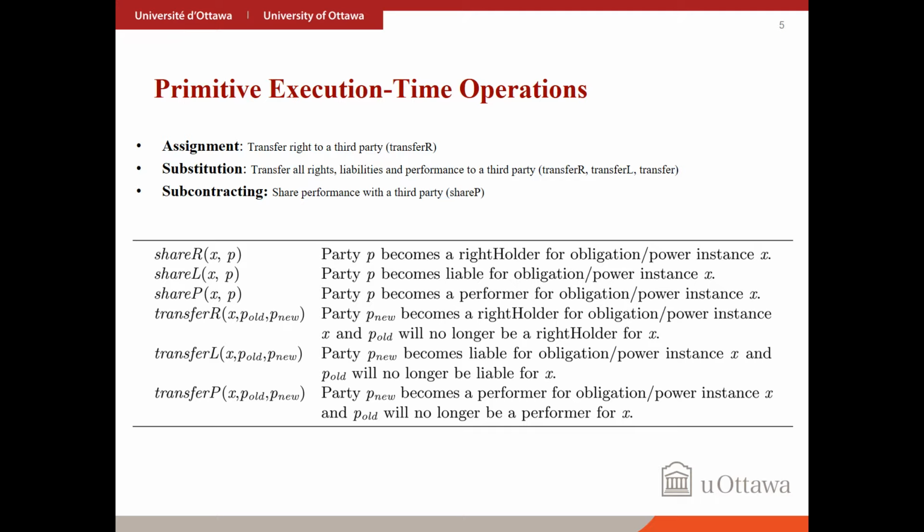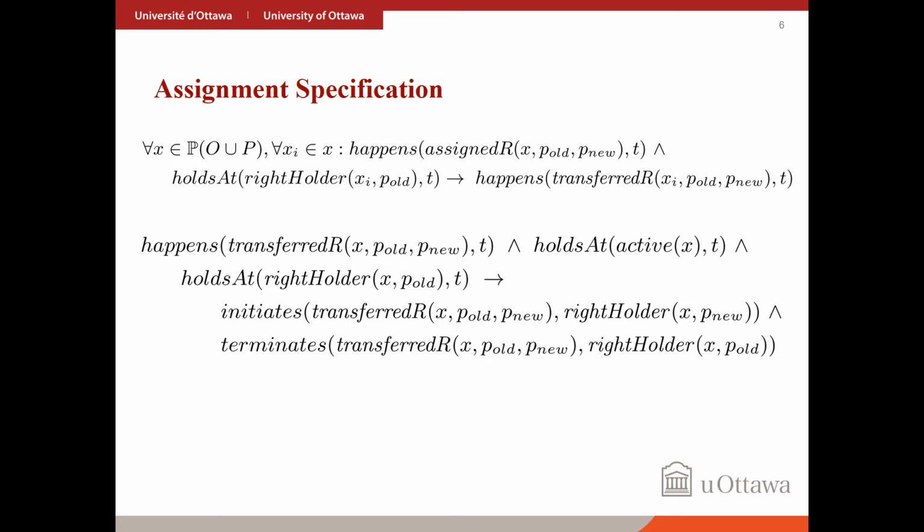We have defined 6 primitive contract execution time operations. These operations are initiated by an event with a corresponding name such as shared R. These two axioms specify the right assignment. In the first axiom, assign R is an event which indicates all parties assigned right of obligation or power X to a new party. So the first axiom says if a party holds right of the norm X and assigns the right to a new party, then event transfer R is triggered.